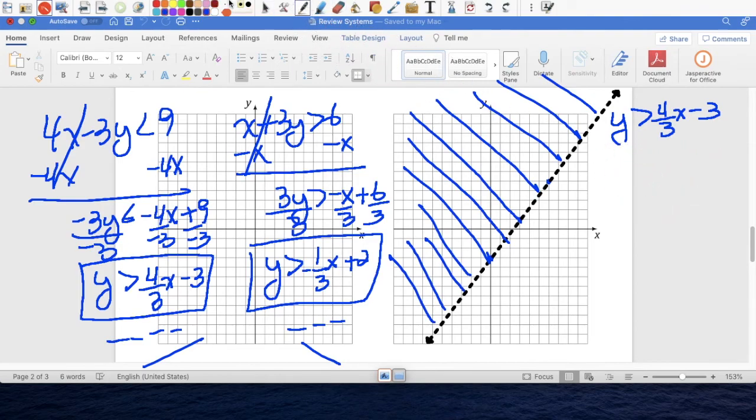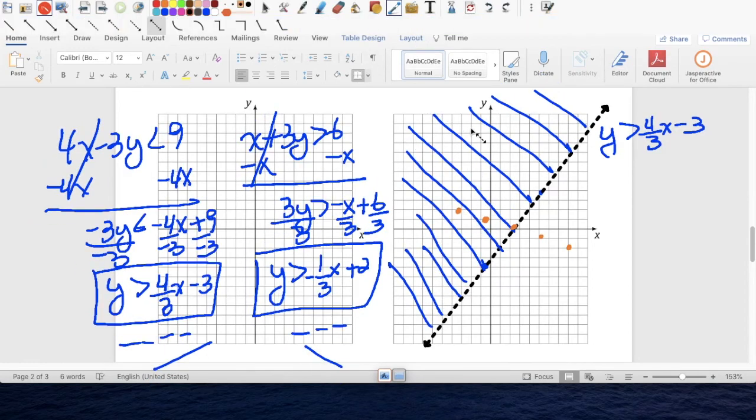The other line, in orange, is y is greater than -1/3 x plus 2. The y-intercept is here. So changing y is 1, changing x is 3. So it's going to be a negative slope. If I go down, I have to go 3 to the right. Down, 3 to the right. Down, 3 to the right. If I go up, I have to go left. We have enough points for, again, a dashed line.